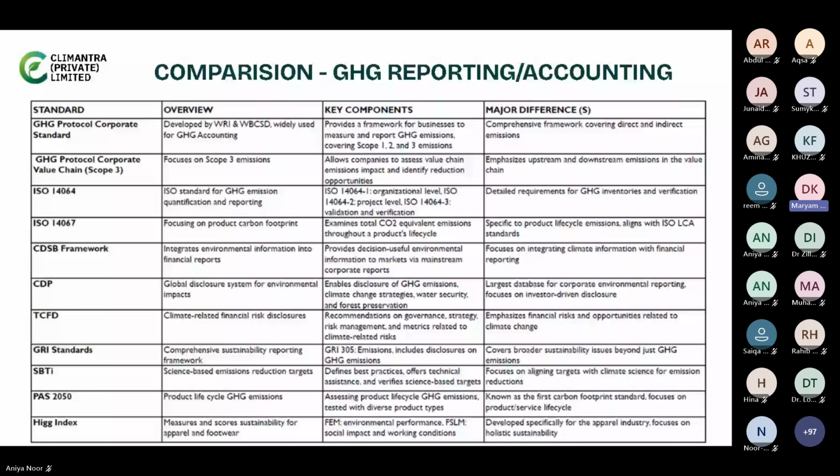Then PAS 2050 assesses overall product lifecycle GHG emissions. And the Higg Index measures and scores sustainability for the apparel and footwear sector only. It covers FEM and FSLM, and social impact and working conditions. It's developed specifically for the apparel sector and focuses on footwear also. Next, please.